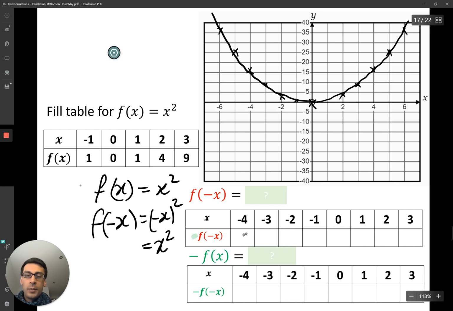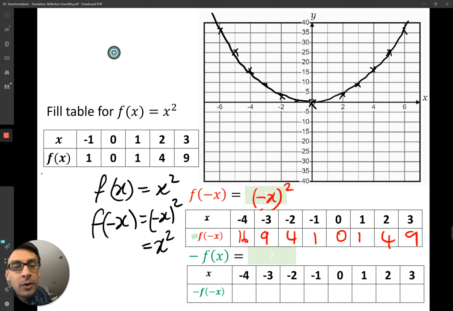You can see the values I'm going to get here are just going to be negative x squared. So negative 4 becomes positive 4. When I square it, I get 16, 9, 4, 1, 0, 1, 4, 9. When I plot those points, I'm basically going to get the same graph here. So it's just going over this black line. I'm not going to plot every point here. You can see I'm just going to draw over it. So nothing actually happens here with that negative x inside the bracket.